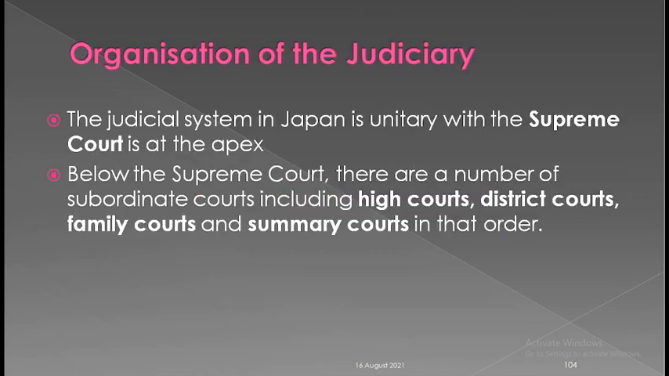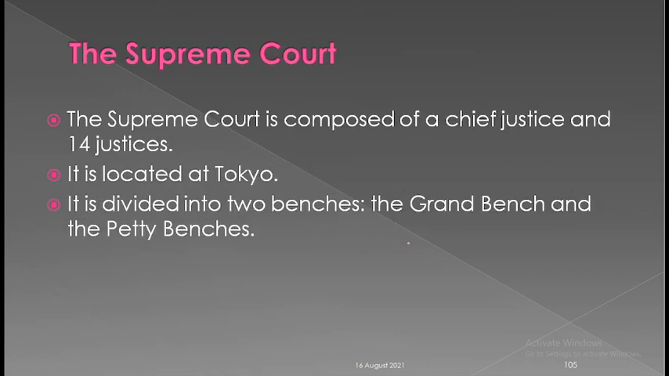Organization of the judiciary. The judicial system in Japan is unitary, with the Supreme Court at the apex. In other words, the Supreme Court is at the highest level of the judicial hierarchy. Below the Supreme Court, there are a number of subordinate courts, including high courts, district courts, family courts, and summary courts, in that order. We shall see all this hierarchical order of the judiciary one after another. Now let's begin with the Supreme Court.